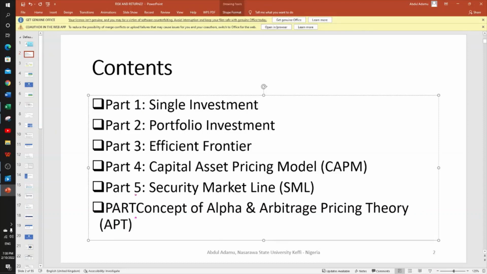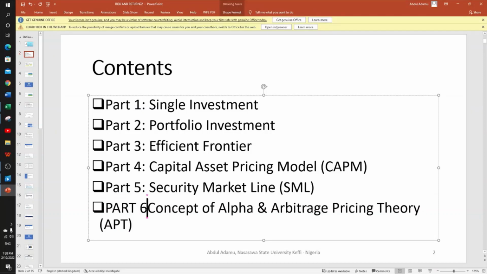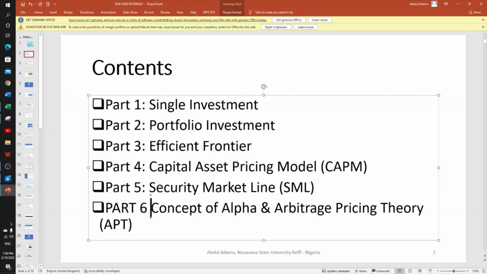The first part of the lecture, we are going to be discussing single investment, that is risk and return for a single investment, when one makes an investment in a single asset. Then the second part will look at portfolio. The third part, portfolio, that is a basket of assets, when you have investment in 2-3 assets, how do we find the risk and return?